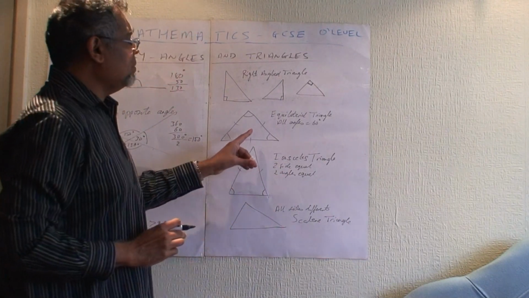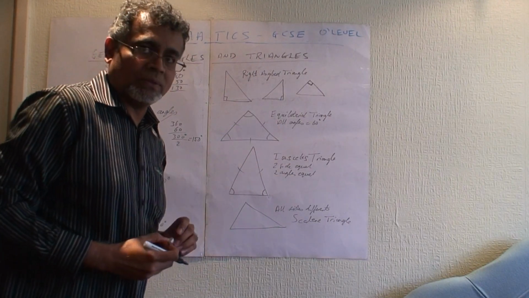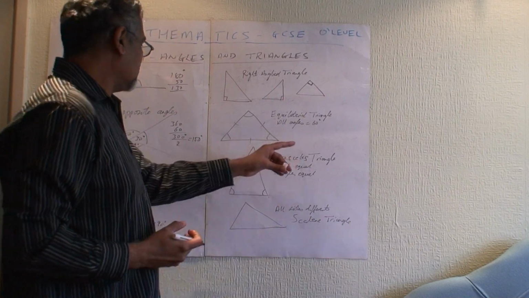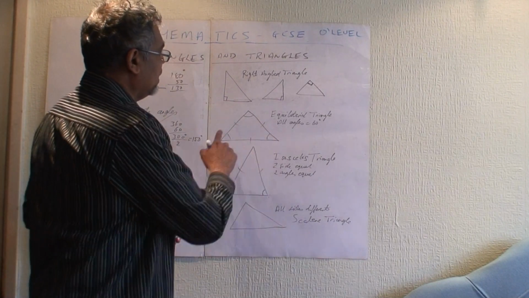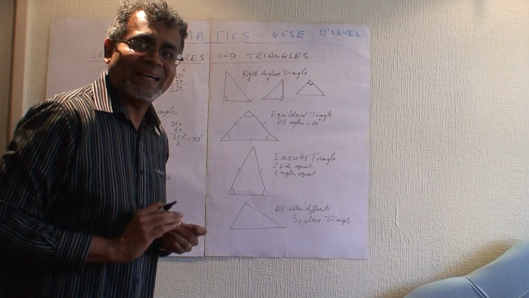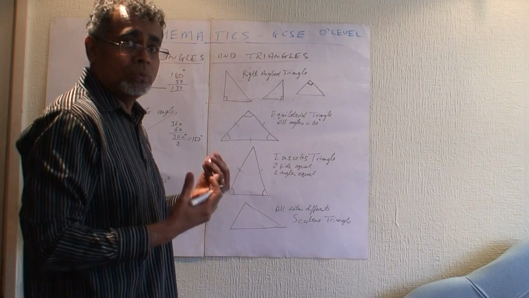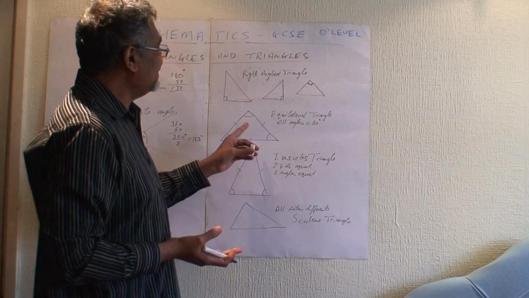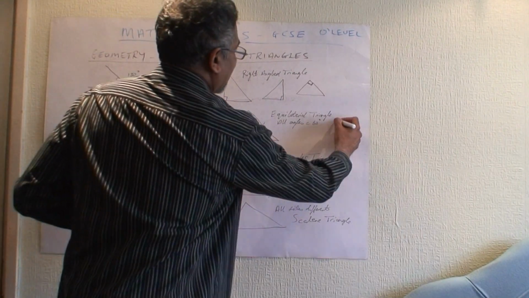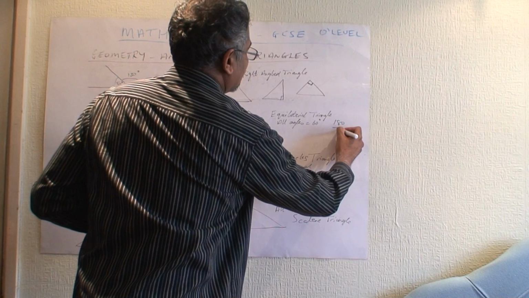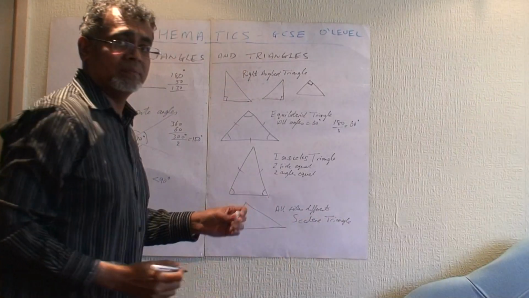Now here we have another triangle called an equilateral triangle. In an equilateral triangle, all of the sides are equal, all of the angles are equal, and all angles add up to 180 degrees, and each angle is equal to 60 degrees. We just have 180 divided by 3 angles, 60 degrees.